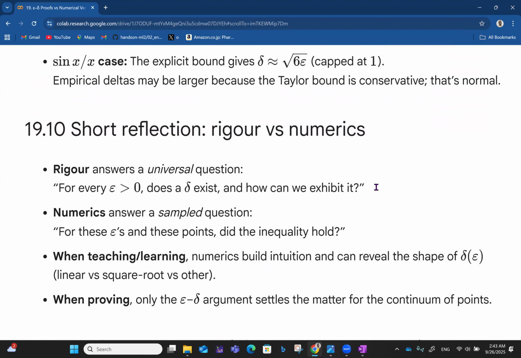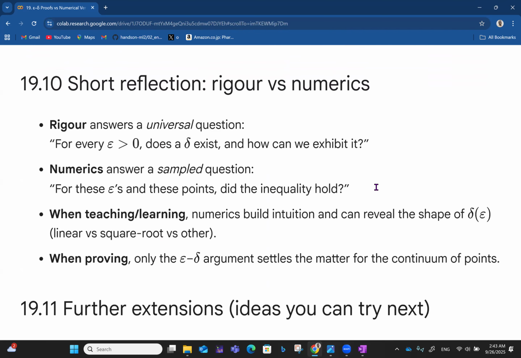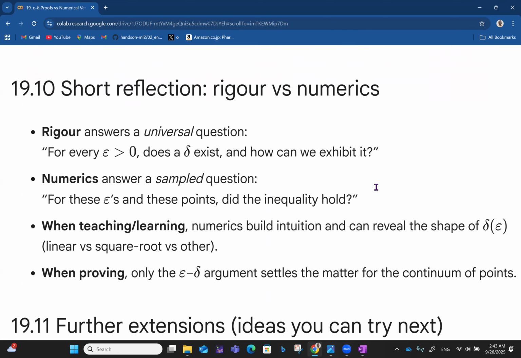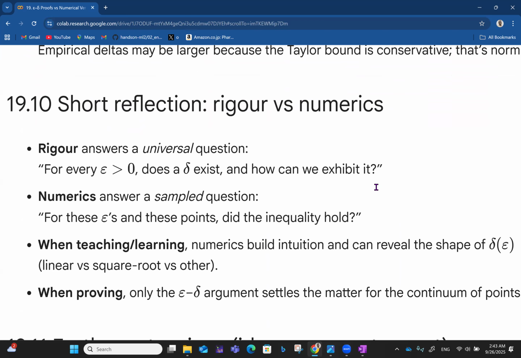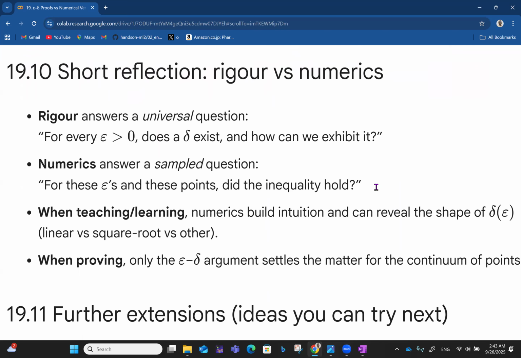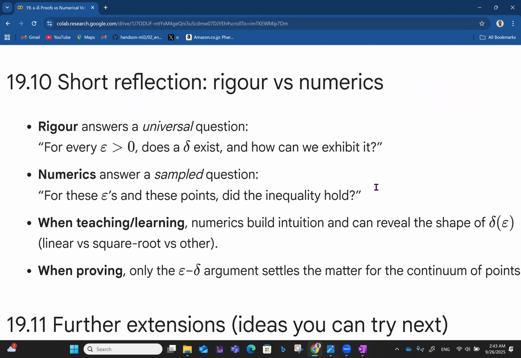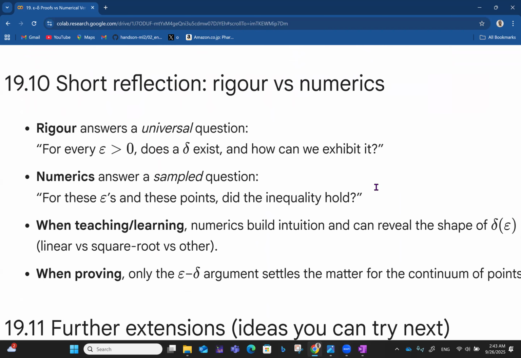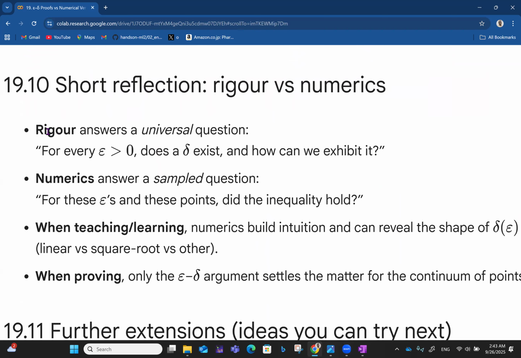Then we have a short reflection talking about rigor versus numerics. The epsilon delta proof is rigorous, and the numerical one is intuitive, and they have their place. Rigor answers a universal question. Rigor is for generalization. The epsilon delta construct is for generalization. So for every epsilon greater than 0, does a delta exist, and how can we exhibit it? So we follow that process.